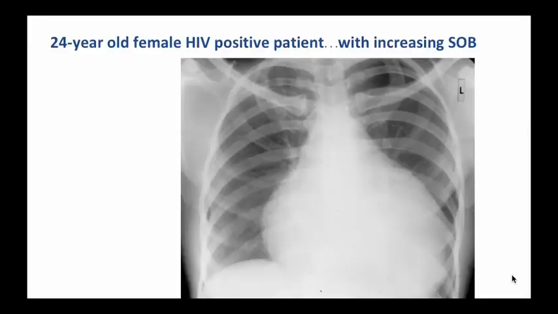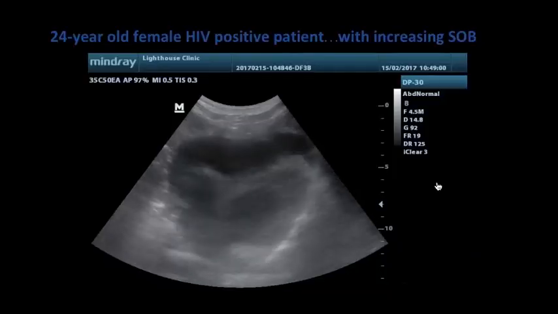So let us look at a case. This is a 24-year-old female HIV positive patient with increasing shortness of breath, and this is her chest x-ray, and all of you will obviously see that this is a very enlarged heart. This is a cardiomegaly. Cardiomegaly can have multiple reasons, and the best way to get to the bottom of the reasons is to take an ultrasound.